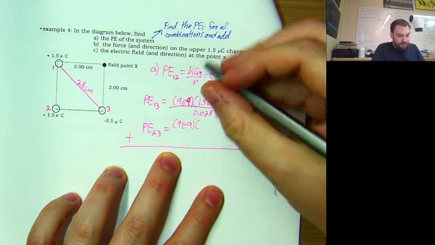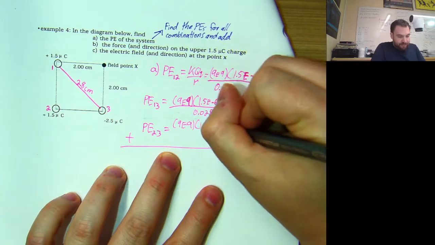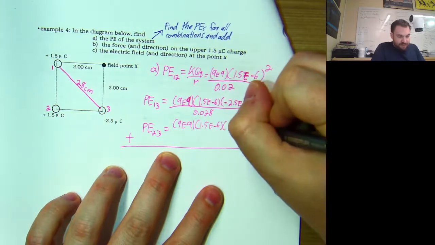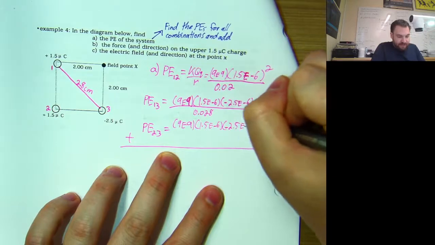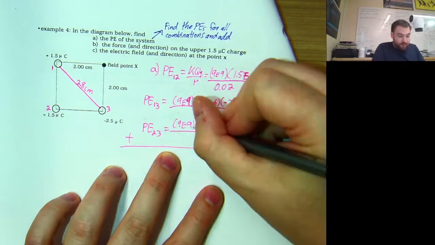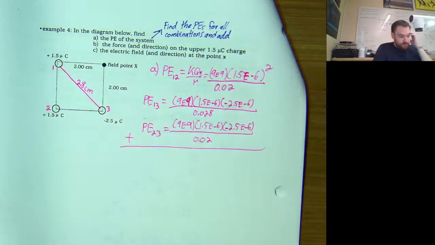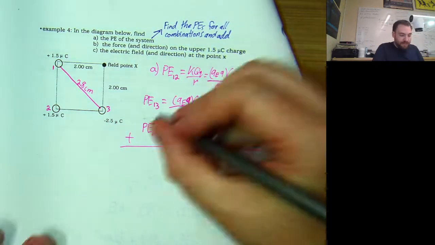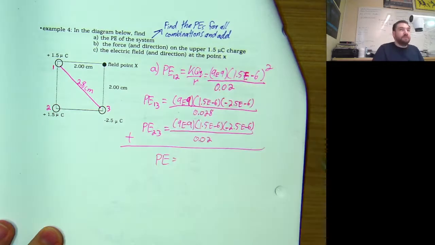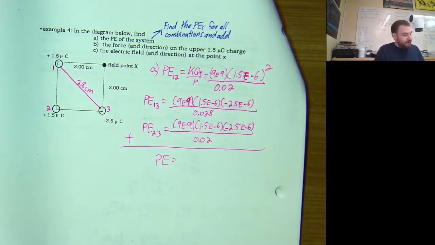9e9, 1.5 e negative 6, negative 2.5 e negative 6 over 0.02. If I run all of those things, we are going to find that the potential energy is going to be equal to what? Yes, it's going to be a real number.